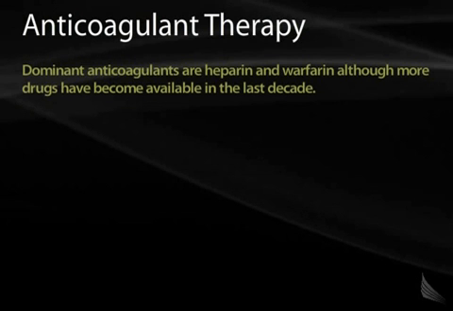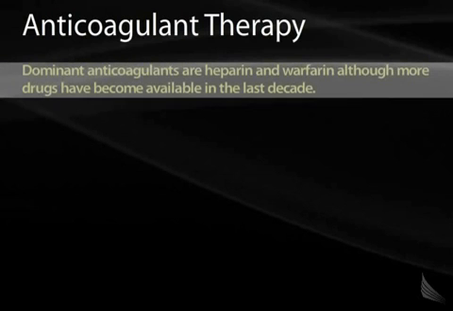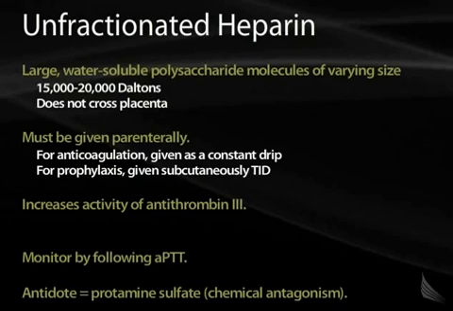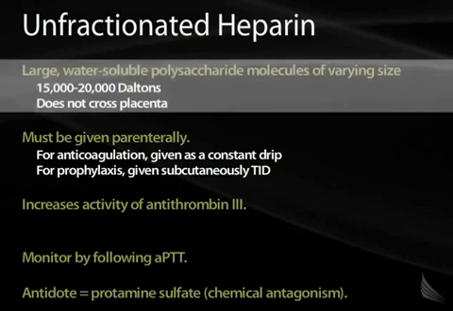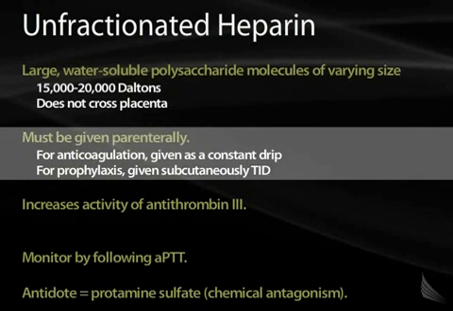Anticoagulant therapy is used usually through heparin and warfarin, although more drugs have become available over the last decade. Unfractionated heparin is the most commonly used anticoagulant on the market today. This medication is a liquid, and it's a large water-soluble polysaccharide molecule of varying size. It ranges from 15,000 to 20,000 Daltons. This medication does not cross the placenta, therefore it's safe in pregnancy. It must be given parenterally.